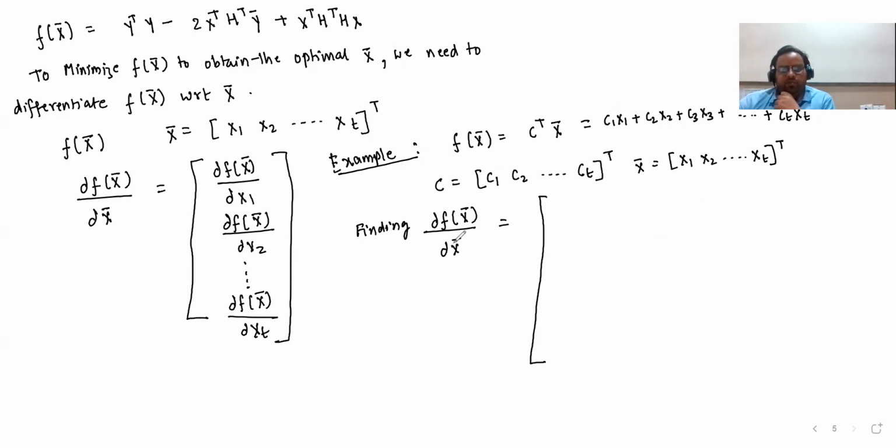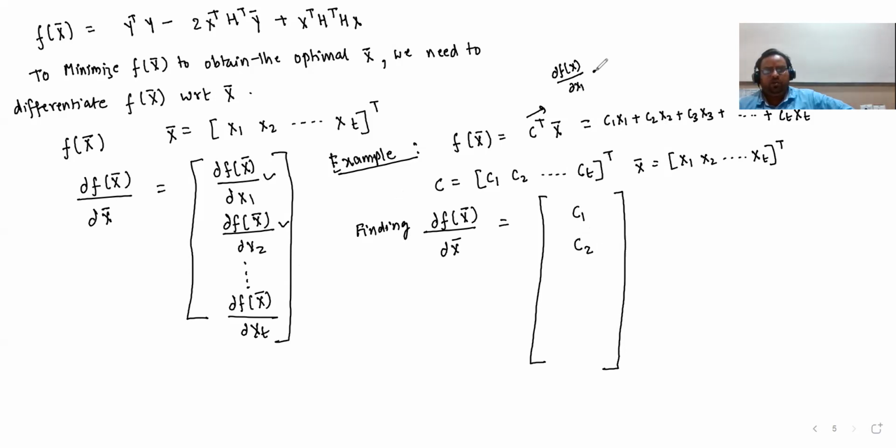Okay. Now I differentiate it with respect to X. So the first factor, that is df(x) by dx1, that will be simply C1 from here. df(x) by dx2, that will be simply C2. I'm finding only df(x) by dx1, df(x) by dx2, and so on. I go on doing this up to df(x) by dxT. So when I do df(x) by dx1, I'll get C1. When I do df(x) by dx2, I'll get C2, and so on. And finally, I'll get the value CT. So this comes out to be C.